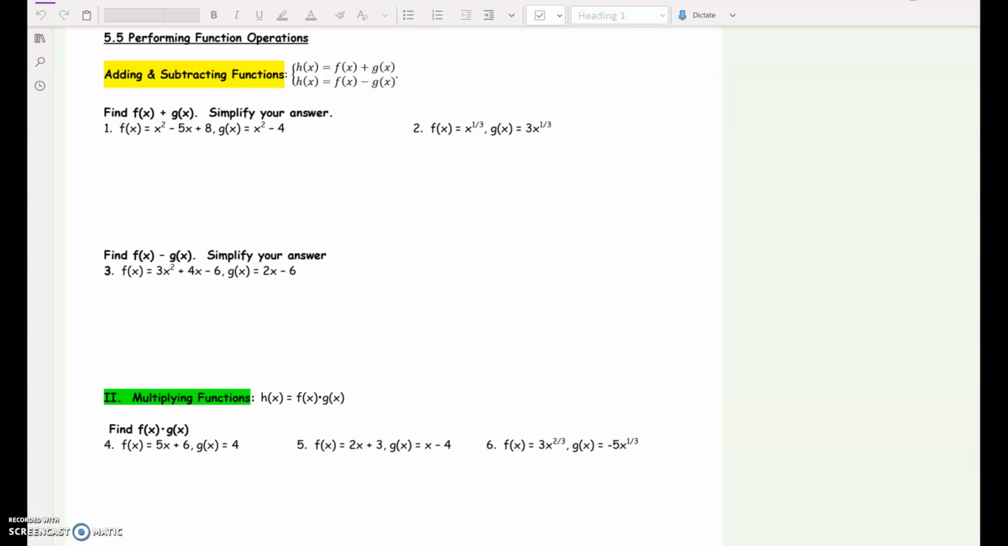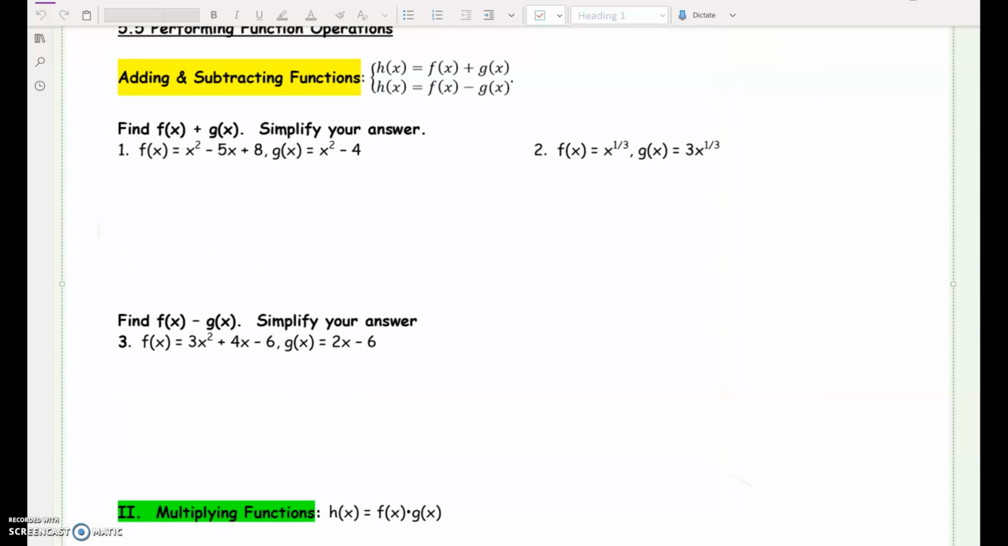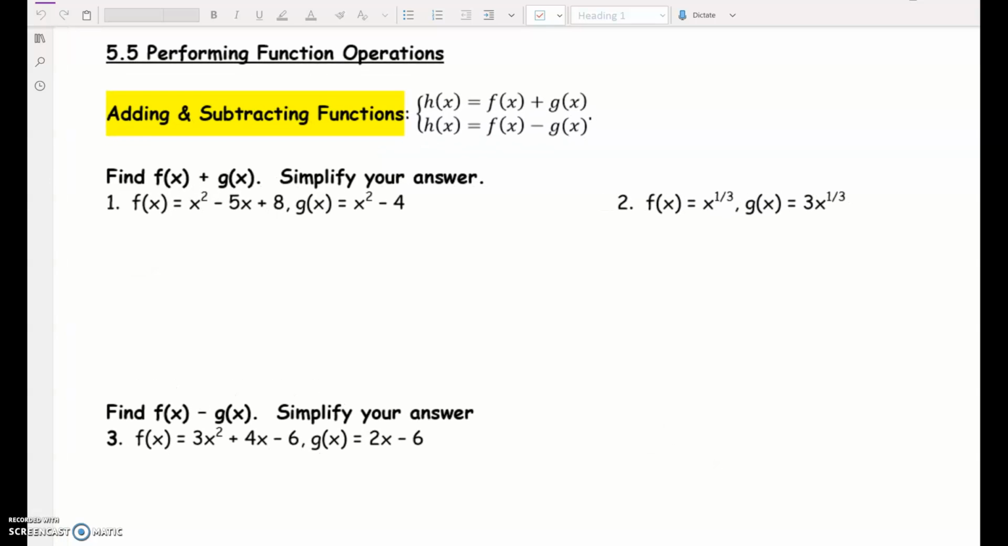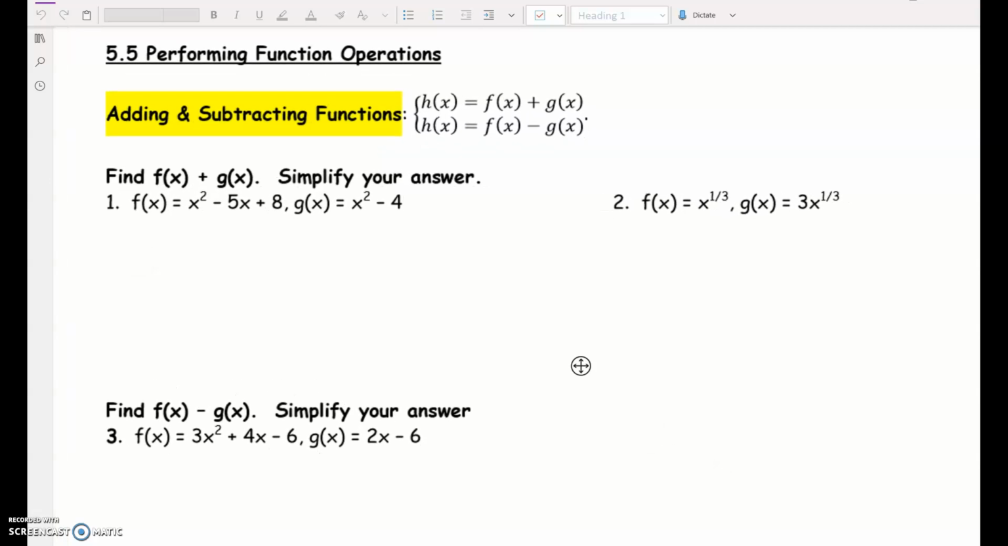Today we are learning how to perform function operations. And honestly, this is going to feel like just a slightly different way to write something that we already know how to do. So they're saying f of x is x squared.